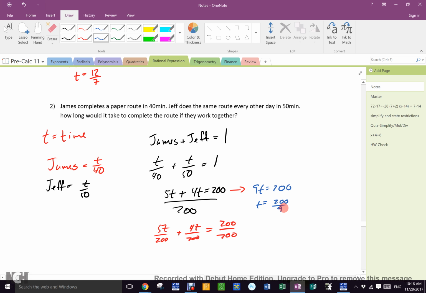Which is what? What would I do with that? Because that's not a number, right? How long is this class? 200 over 9. How many of you would be happy if I told you, when's the bell going to ring? In 200 over 9. Would that help? No. So what should I do with that number? You could divide it and you would get a number. What would you get? 22.2 minutes.